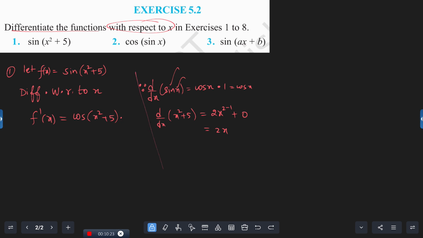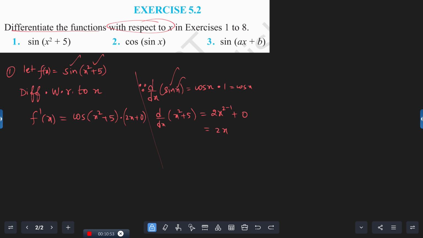After differentiating sine, the angle also we have to differentiate. The x square derivative is 2x, and 5 derivative is 0. That is what I am mentioning here. X square plus 5 derivative is what I have given here. Understand till this? So first is sine derivative cos, then angle derivative 2x plus 0. Is it understood?